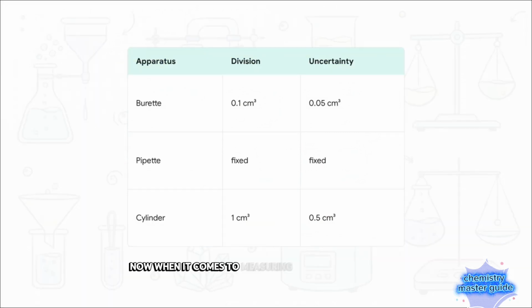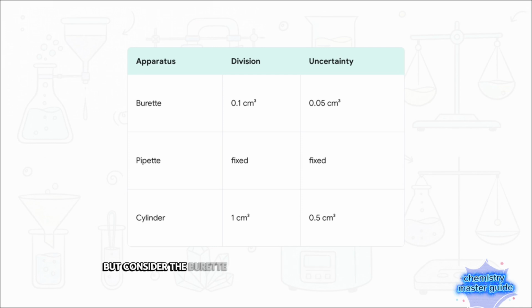Now, when it comes to measuring the volume of liquids, the whole principle of using the right tool for the job is absolutely crucial. We essentially have three main contenders. First, the measuring cylinder. Think of this as your everyday lab workhorse. It has a smallest division of 1 cubic centimeter, which means its uncertainty is half of that, so 0.5 cubic centimeters. It's fast, it's easy, but it's not perfectly precise.